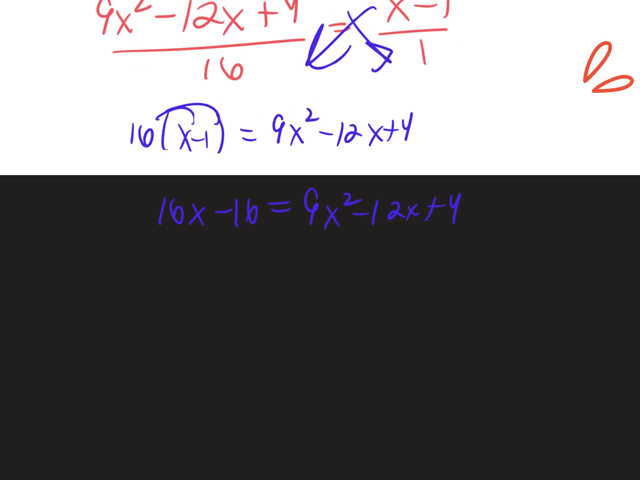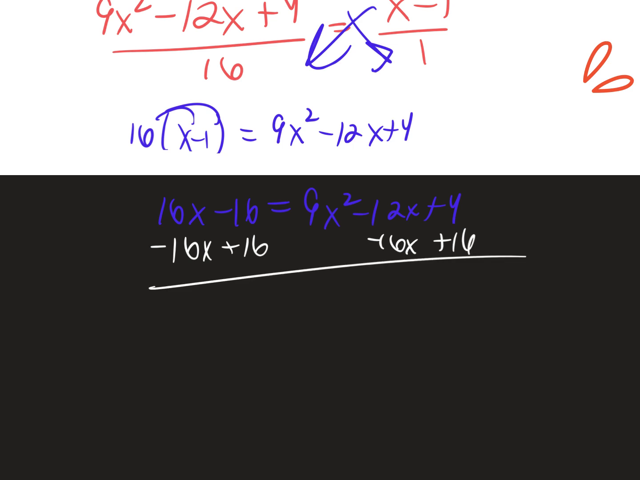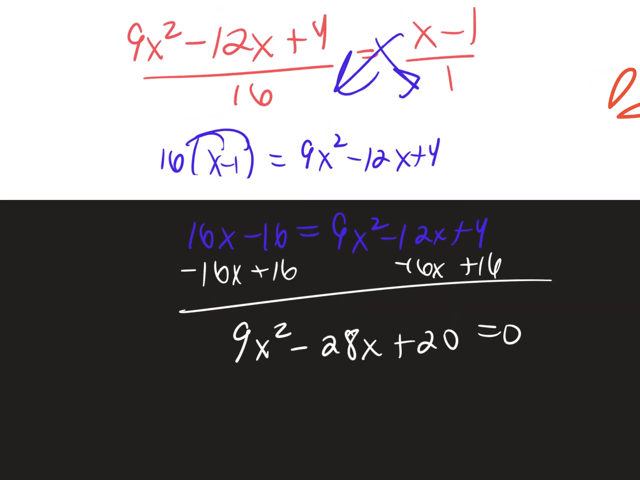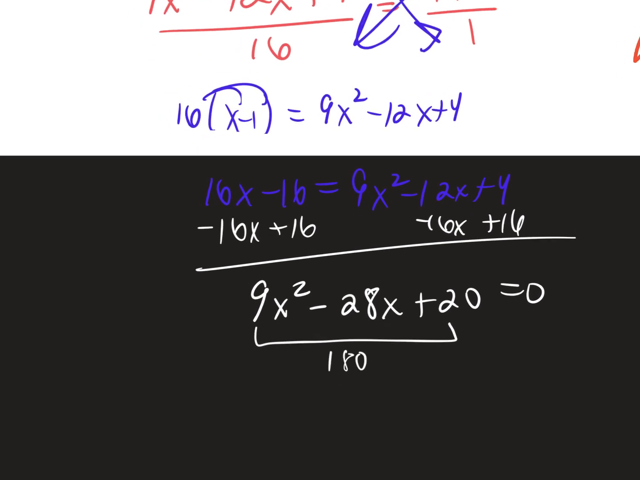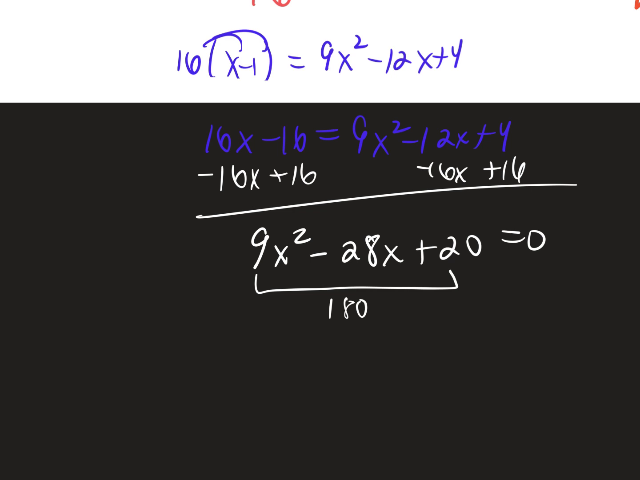I have a quadratic, so go ahead and move everything to one side, set equal to 0. So minus 16x and plus 16, minus 16x and plus 16. I have 9x squared. Negative 12 and negative 16 is going to give me a negative 28x, and then 16 and 4 is going to give me plus 20 equals 0. Can we factor this? Well, 9 times 20 is 180. Are there factors of 180 that will multiply to give me 180, but add to give me a negative 28? Absolutely.